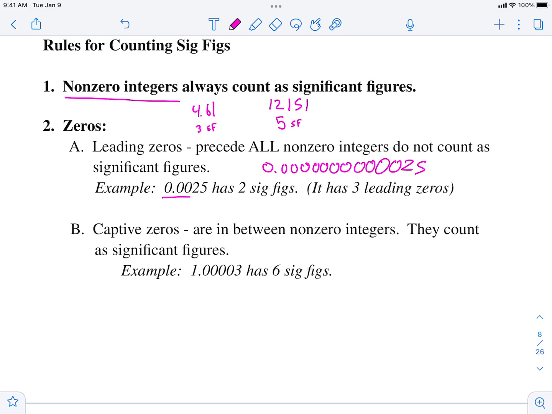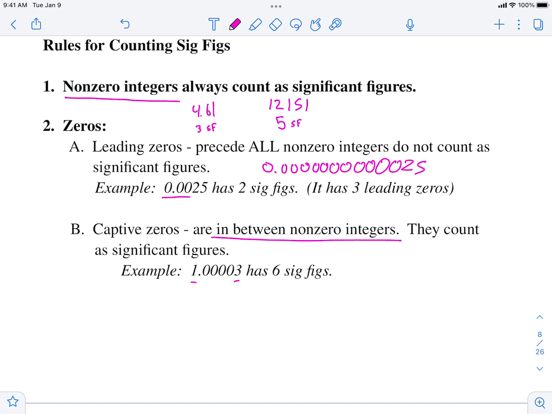Captive zeros are in between non-zeros. They do count. So the number 1.00003, there's 4 zeros there. Those 4 zeros are trapped between the 1 and the 3. So they're captive, they do count, therefore this number has 3 sig figs. 6 sig figs, sorry. Okay.